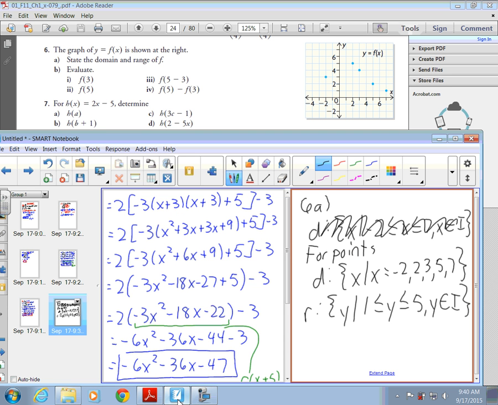F of 5 minus 3. Now this is the other thing. What is F of bracket 5 minus 3? What should I do for that? Is it 2? It makes it 2 because 5 minus 3 is 2, right? So F of 2 is equal to 5. F of 5 we said was equal to 2. F of 3 is 4.